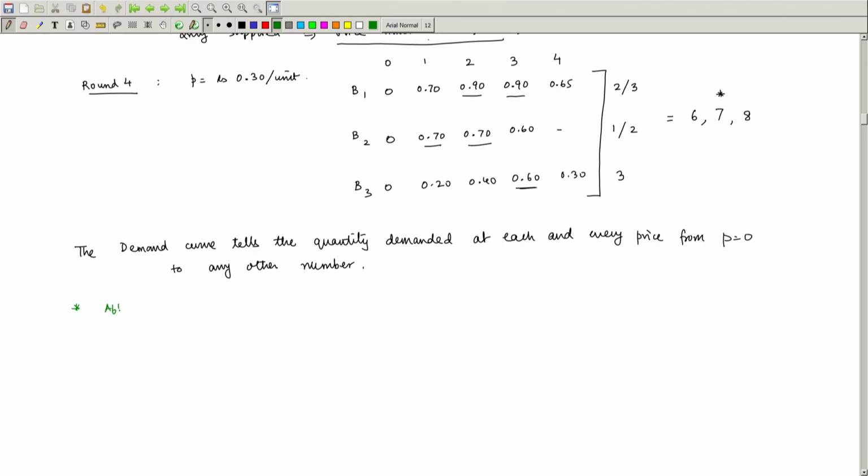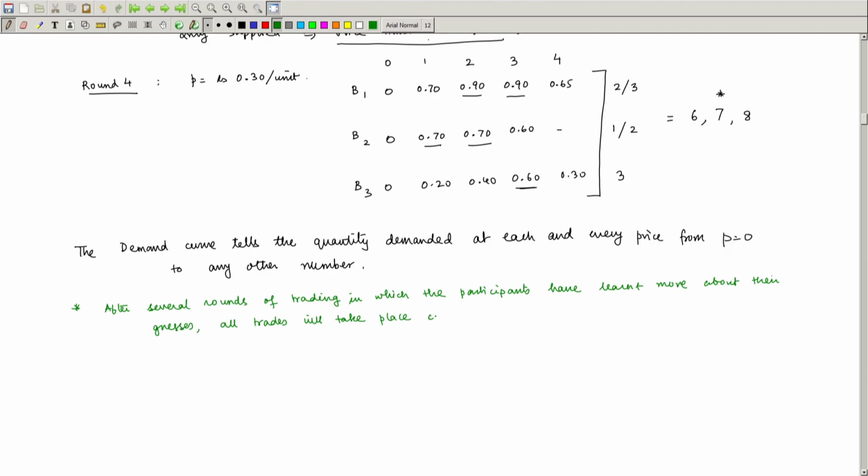So, after several rounds of trading, once the participants have understood how things are working out and have learnt more about their guesses, all trades will take place close to a single price, which is p star, which is rupees 0.3 per unit.